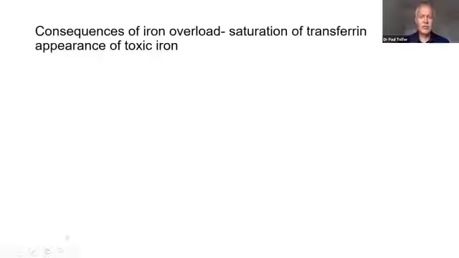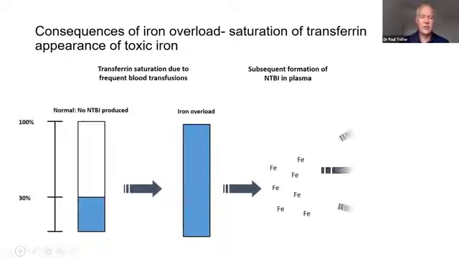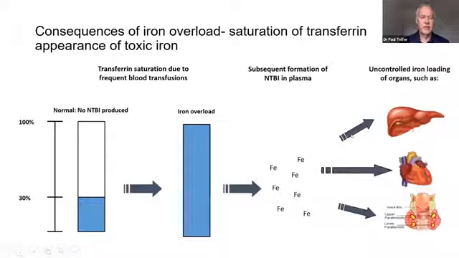Now, what are the consequences of this iron overload? Well, in the early stages, and Rawad, if you could just, I think there are about 2 or 3, if we could just advance that so that we've got the full slide there rather than, that's brilliant, thank you.